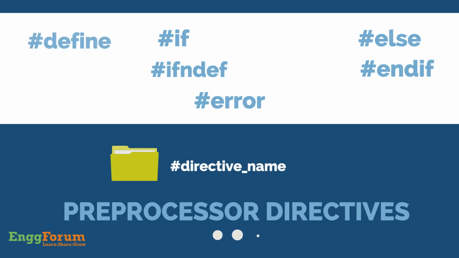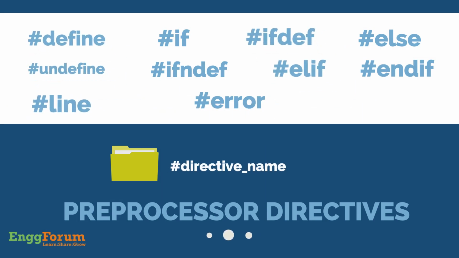Other examples of preprocessing instructions or preprocessor directives are #define, #undef, #if defined, #if not defined, #else, #elif, #endif, #line, #error, #pragma, etc. These directives in the program inform our preprocessor to perform specific tasks.